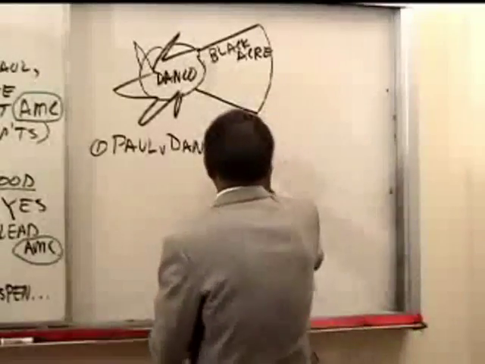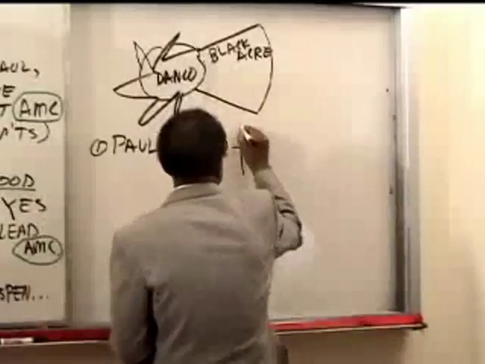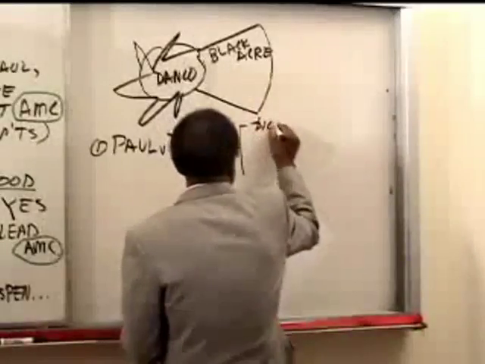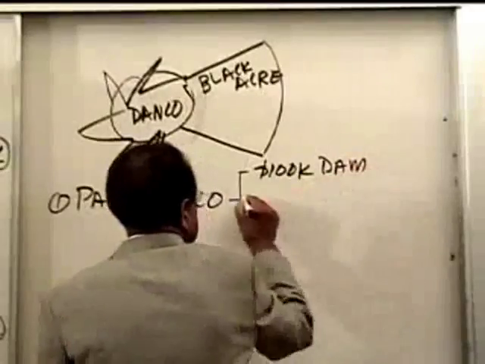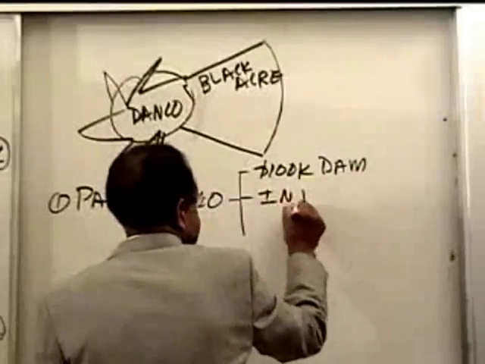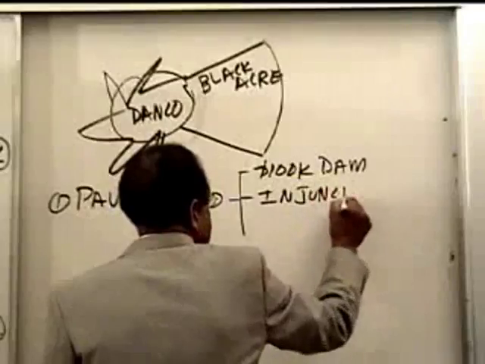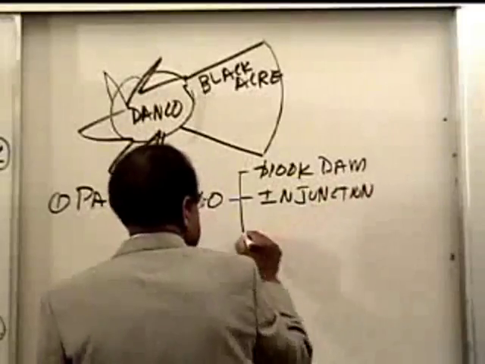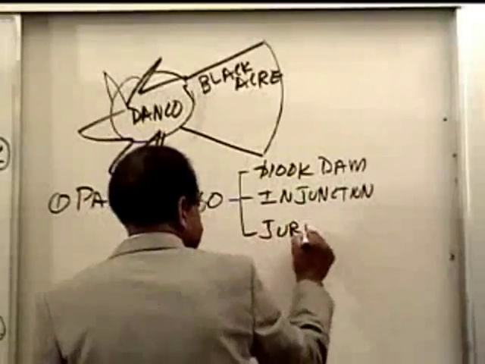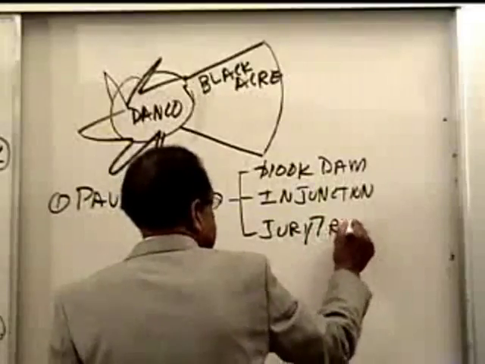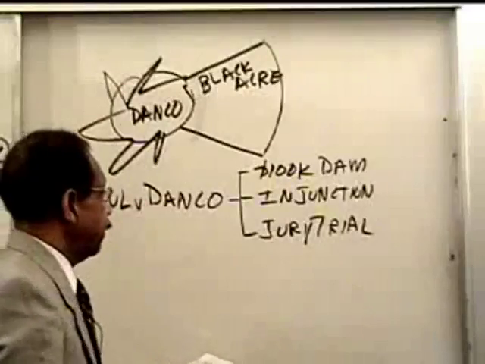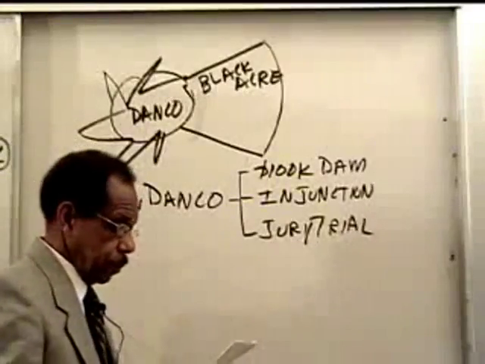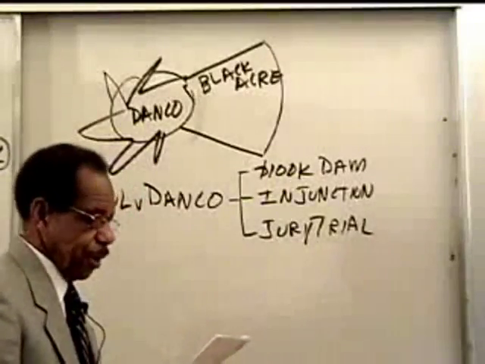So let's see here. Right here then, what we know is that he wants $100,000 in damages. He wants an injunction. And he wants a jury trial. The request for jury trial was denied.